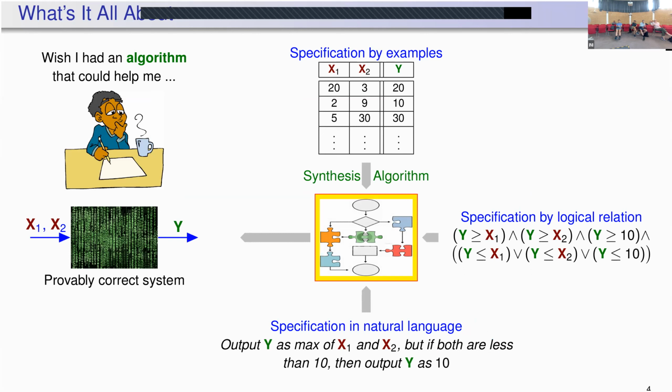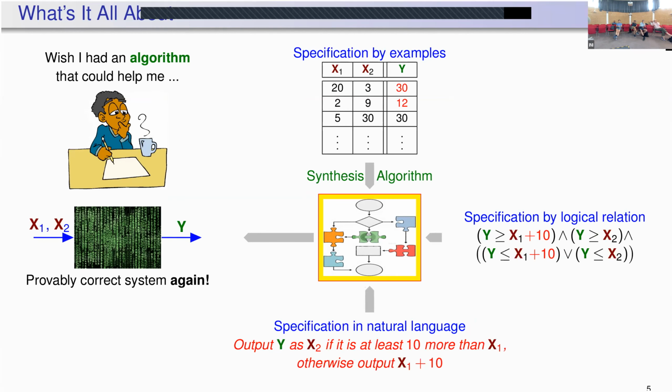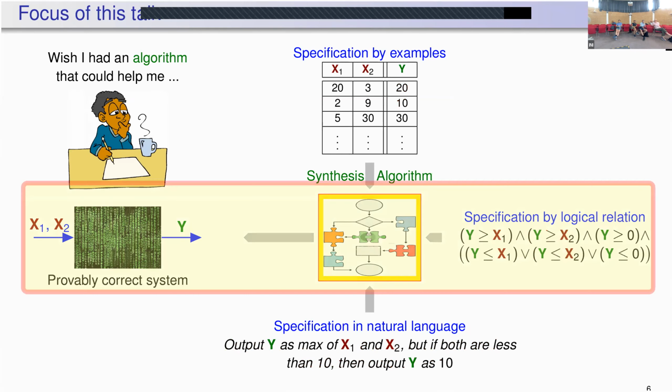That's what the morning's talk was also about, and I'm going to talk about a similar thing now. Once you have such an algorithm, you can go and change your specification and get the new system. This would be really nice. In this talk, I'm primarily going to focus on specifications by logical relations: put it into an algorithm, and out comes the system.